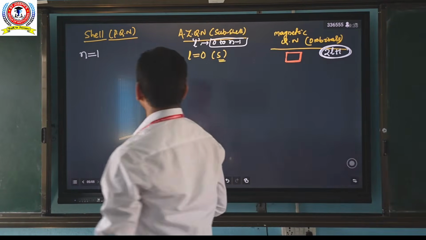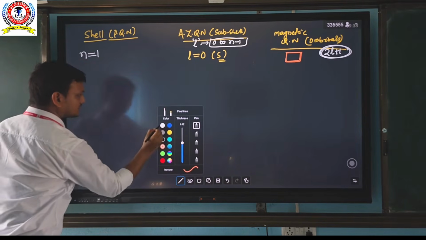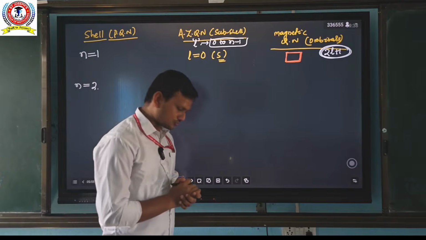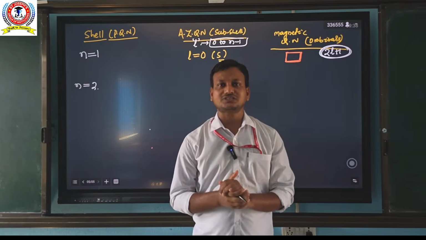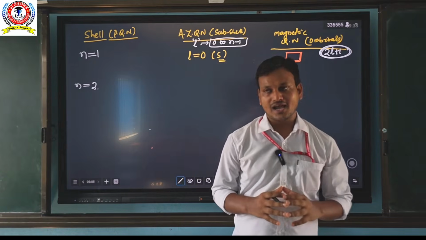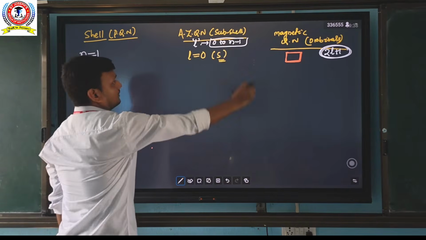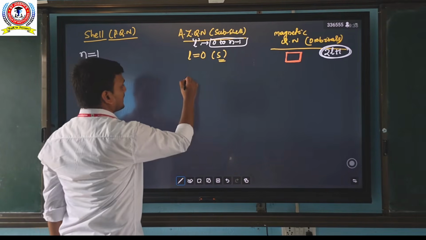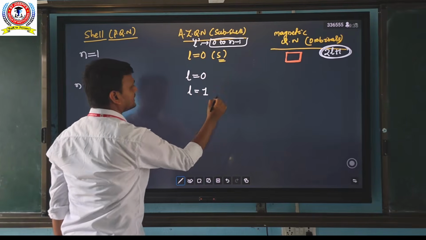Okay, now students, suppose this is your n is equal to 1 and this is your n is equal to 2. n is equal to 2 means this is your second shell, and in the second shell there are two subshells present: one is the s subshell and the other is the p subshell. If we put the value n = 2, that means l goes from 0 to 2 minus 1, so l is equal to 0 and l is equal to 1.